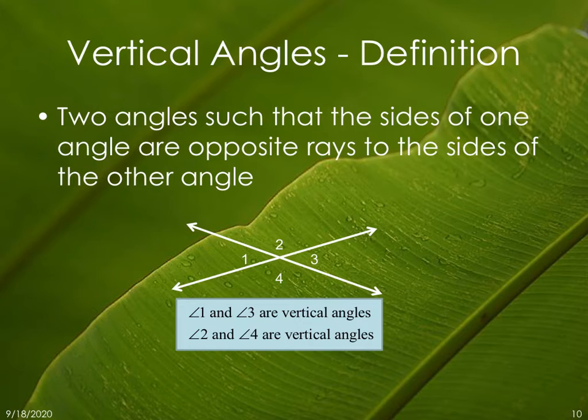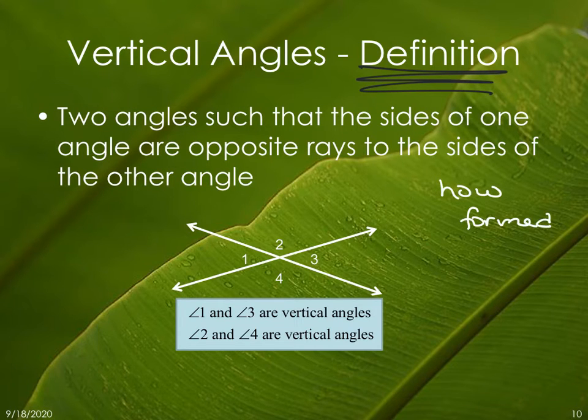Now, we already learned prior to this lesson the definition for vertical angles. Vertical angles are two angles such that the sides of one angle are opposite rays to the sides of the other angle. So the definition tells you how the vertical angles are formed. The theorem on the next slide is going to tell you that their angles are congruent. So know the difference. You will use the vertical angles theorem more than the definition in your proofs. Just realize that this definition is a valid reason if you need it in your proof.